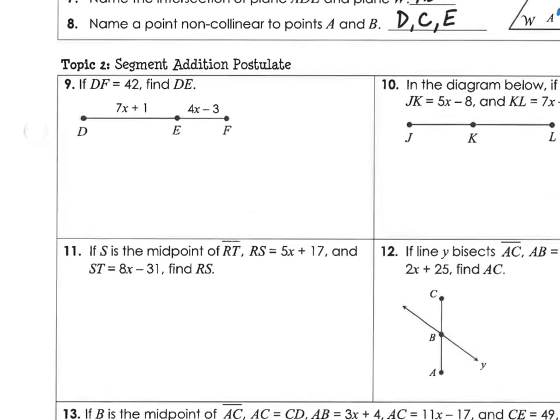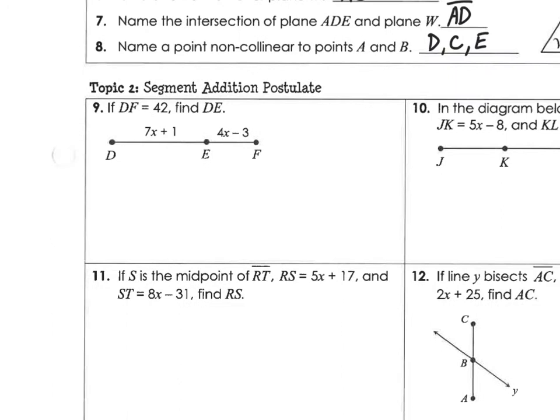Let's move down here to the segment addition postulate. Okay, so we have 2 segments. And we know that the whole thing equals what? 42. Okay. All we have to do is put those sides together. So we'd have 7x plus 1 plus 4x minus 3. And we said that equals 42. Questions with that from there? Okay, we're going to combine our like terms.